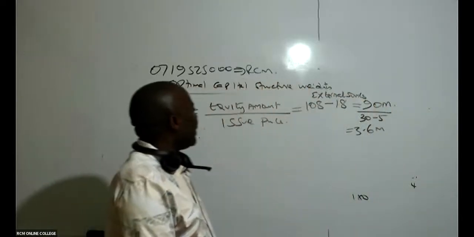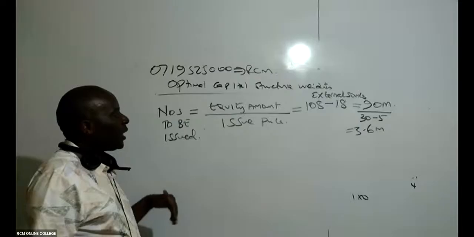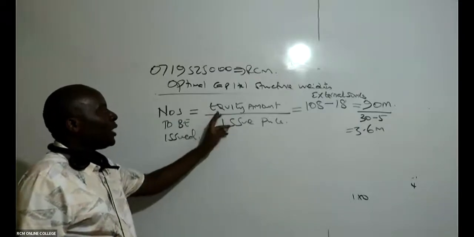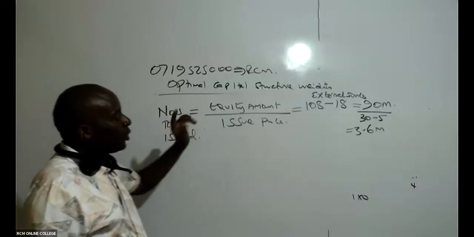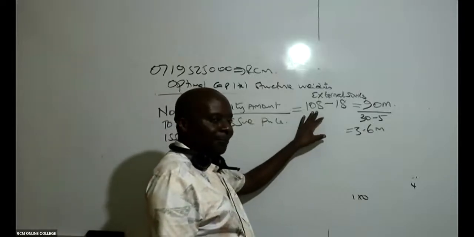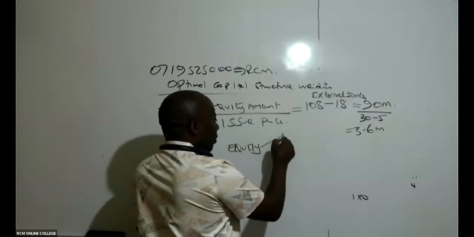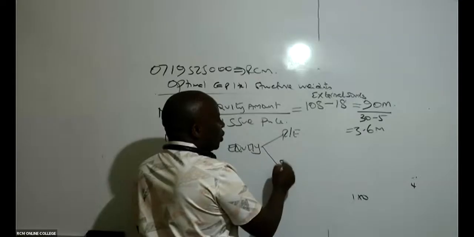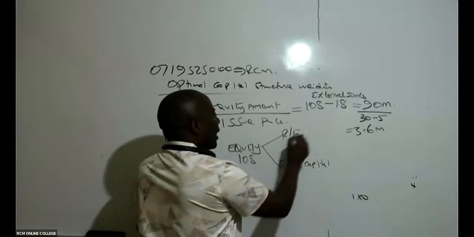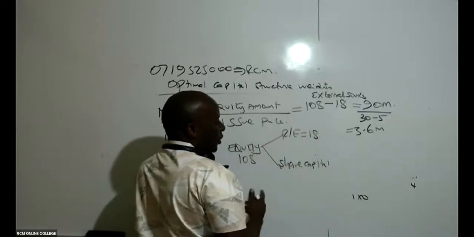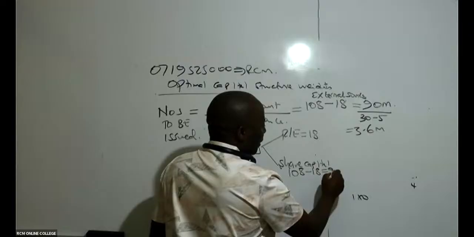So remember, what have we done here? How do we normally get the number of shares? To get the number of shares, we take the equity amount divided by the issue price. When we computed the equity amount, it was 108. But equity has two components: retained earnings and share capital. The total equity is 108, and retained earnings will be 18. So how much do we expect to get from the share capital? It will be 108 minus 18, which gives me 90.